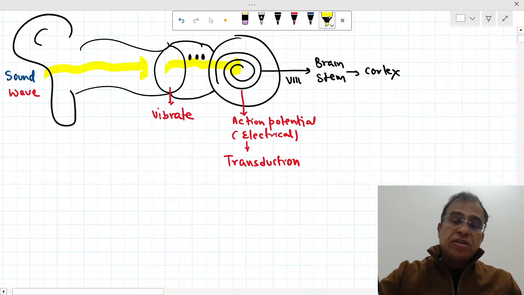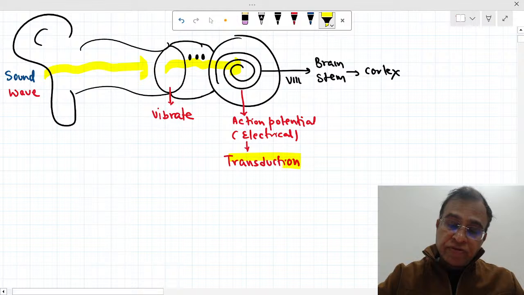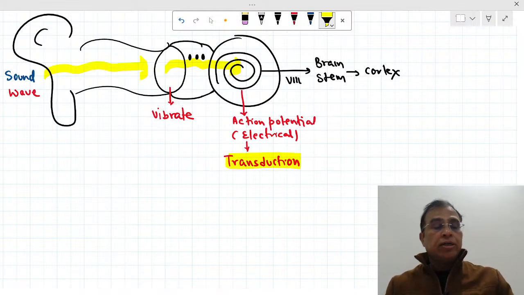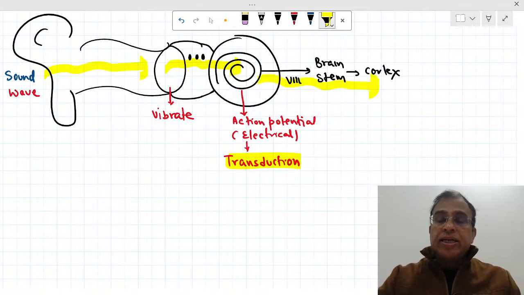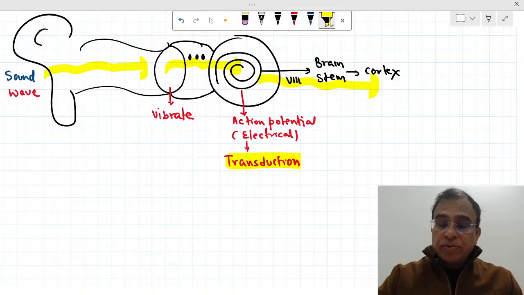Now, this is your first important MCQ of the day. The function of the inner ear or function of the cochlea is called transduction. And then this electrical energy travels to the 8th nerve and the brainstem to enter the cortex where it is perceived as sound.